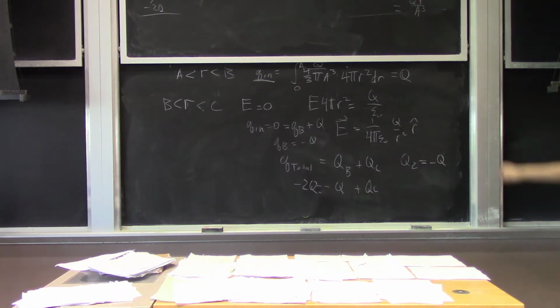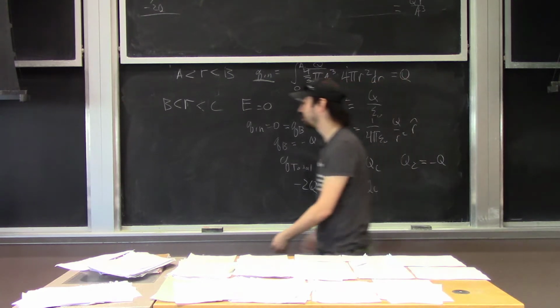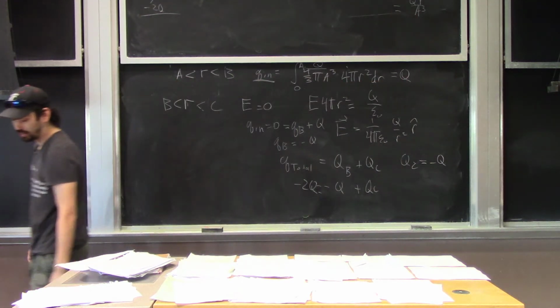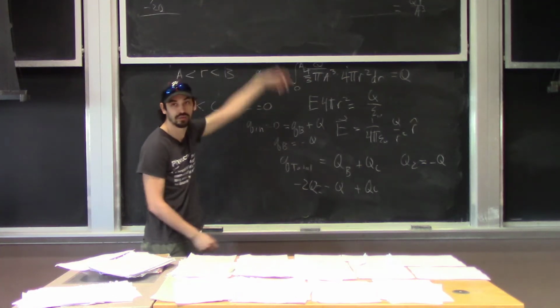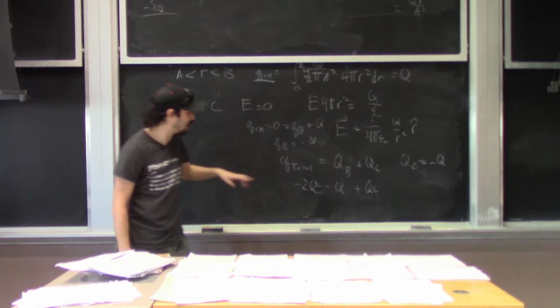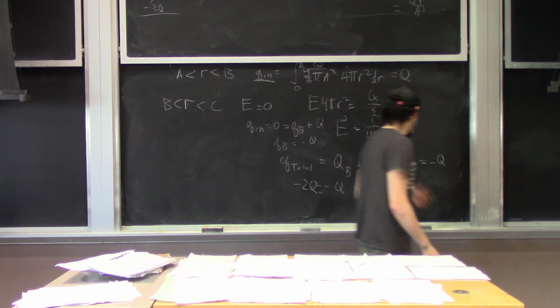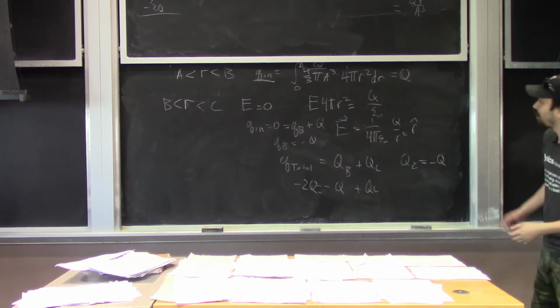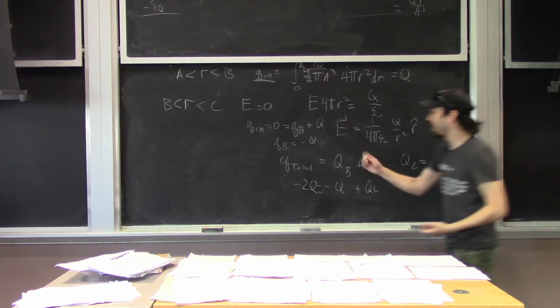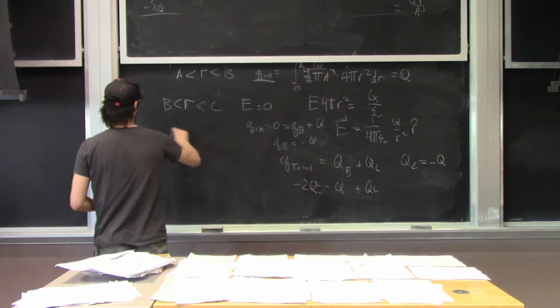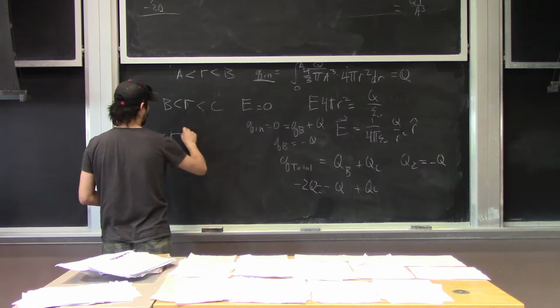Okay. And from this, if I asked you what the surface charge density is, you would just take the charge of that surface divided by the surface area of that surface. So if I wanted sigma b, then we would say that would be minus q divided by 4 pi b squared.